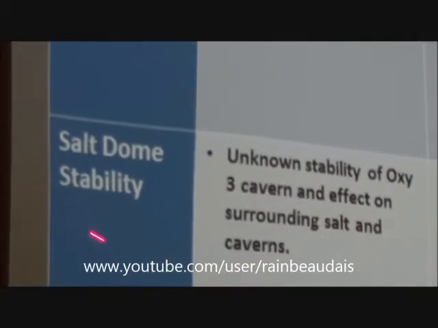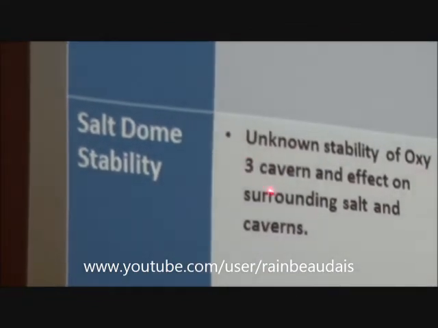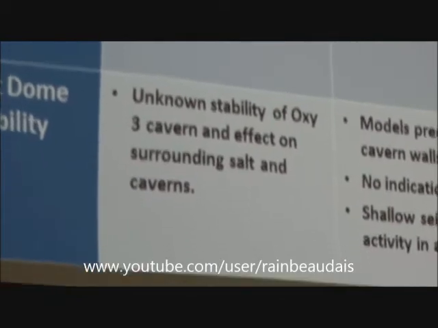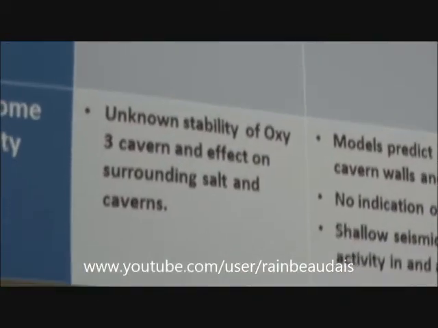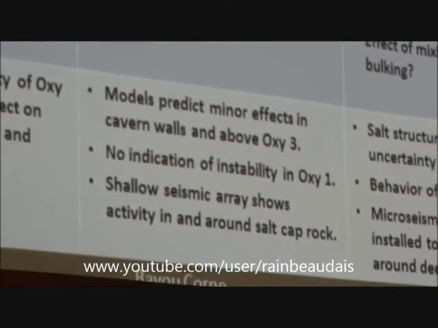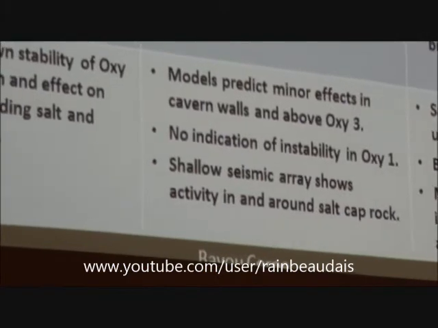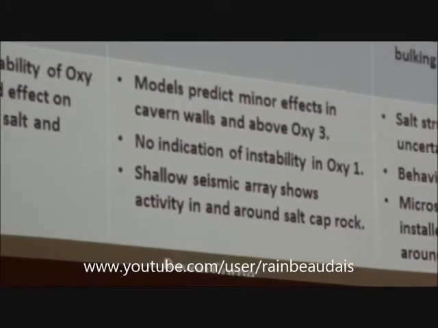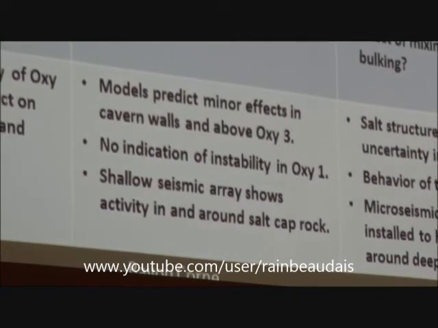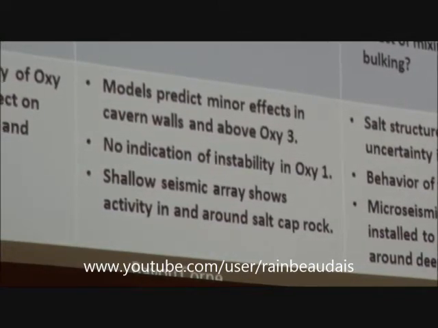And then moving on to salt dome stability. Right at the beginning of this year, we didn't know what effect the failure of Oxy Cavern 3 had on the surrounding caverns in the salt dome. But through our modelling, we've predicted only minor effects on those caverns within the first few tens of feet away from the cavern walls. We've seen no indication of instability in Oxy 1, although that was a worry at one point.